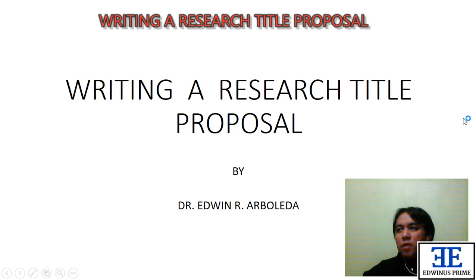In undergrad, there are three levels of defense, three kinds of defense, three stages. The first stage is the title defense, then the outline defense, and the final defense. So this is stage one, research title proposal writing.